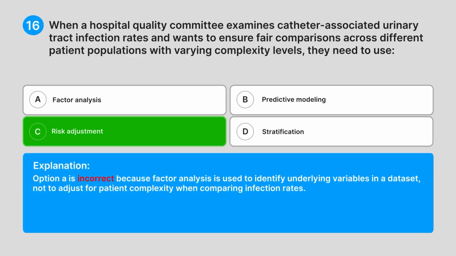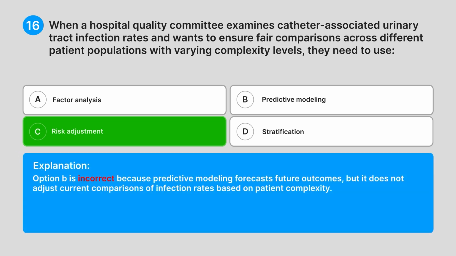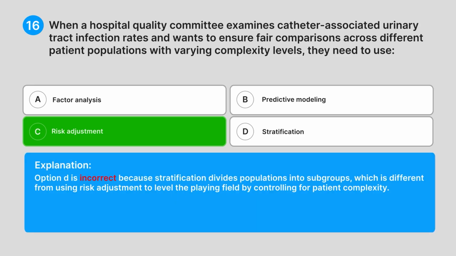Option A is incorrect because factor analysis is used to identify underlying variables in a data set, not to adjust for patient complexity when comparing infection rates. Option B is incorrect because predictive modelling forecasts future outcomes, but it does not adjust current comparisons of infection rates based on patient complexity. Option D is incorrect because stratification divides populations into subgroups, which is different from using risk adjustment to level the playing field by controlling for patient complexity.